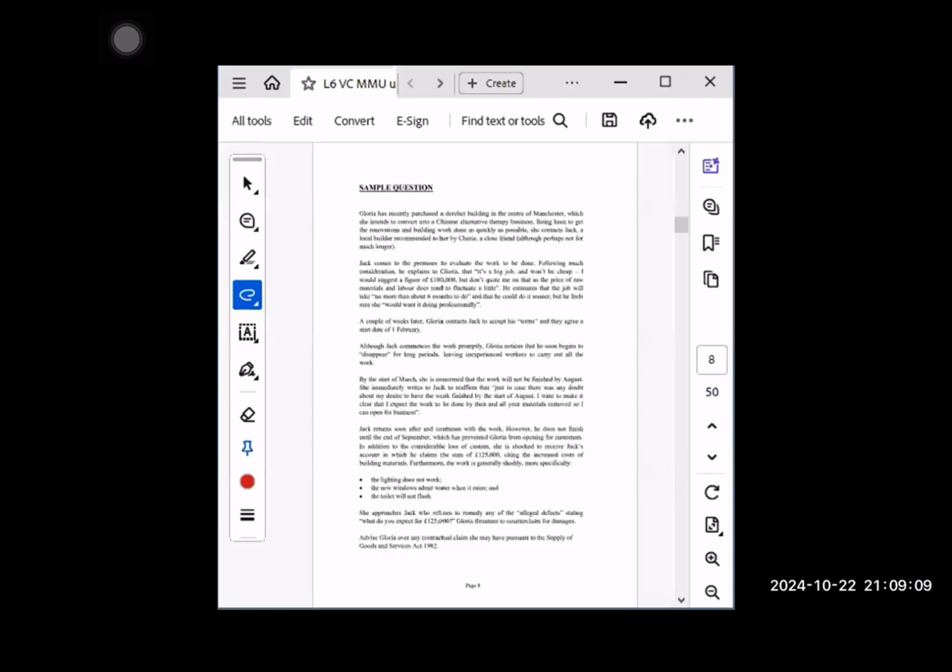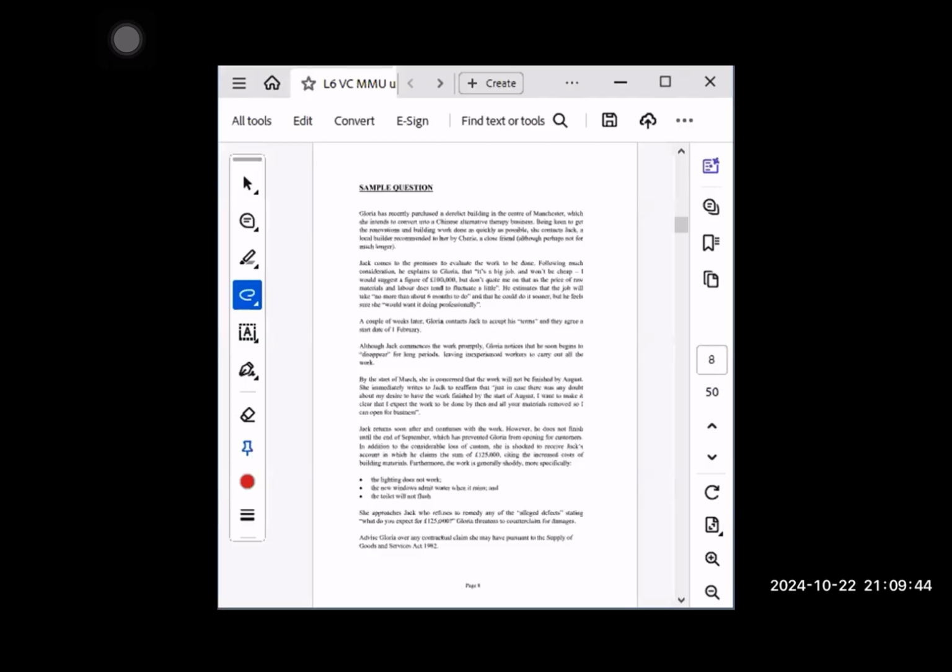She immediately writes to Jack to reaffirm: "Just in case there was any doubt about my desire to have the work finished by the start of August, I want to make it clear that I expect the work to be done by then and all your materials removed so I can open for business." Jack returns soon after and continues with the work. However, he does not finish until the end of September, which has prevented Gloria from opening for customers.